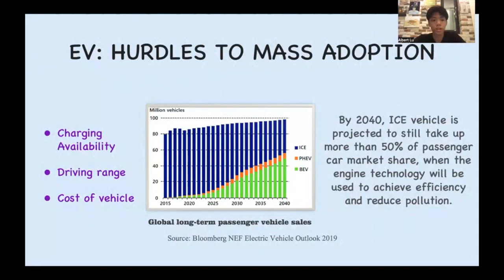Well, first of all, there are charging availability issues and also the driving range of vehicles, especially in winter when the weather is extremely cold. And also there's the cost of vehicles compared to their internal combustion engine counterparts, which cost much lower. And here's a diagram that shows the global long-term passenger car vehicle sales. By 2040, ICE vehicles are projected to still take up more than 50% of the passenger car market share. And before that, engine technology will be used to achieve efficiency and reduce pollution.